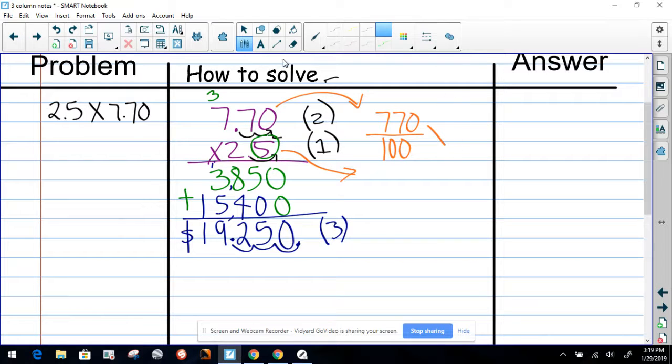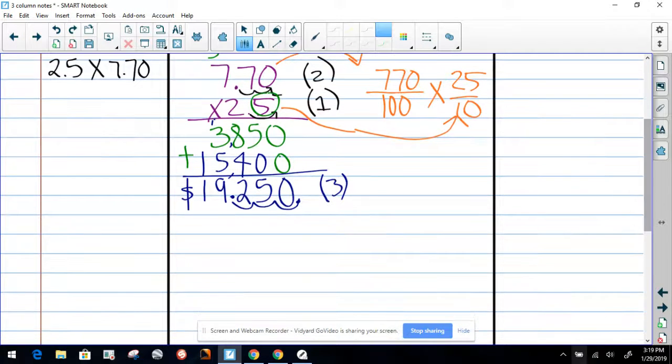times, wait, let me erase that. I'm going to set it on the bottom. Times, well, let me do it up here. Times, let me finish my arrow. That will be 25/10. We can multiply that across. So here's what we do. Let's write this as units: 770 hundredths times 25 tenths.